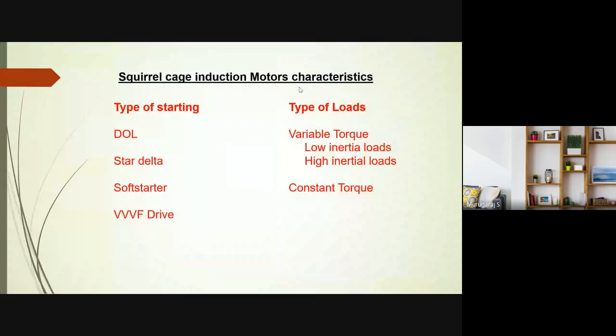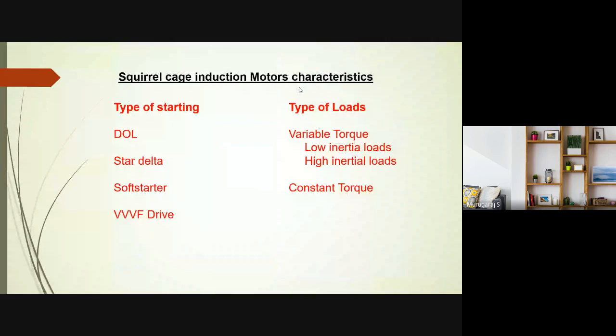When you make a star delta starter, you will use 3 contactors and you will be able to reduce the starting current by 3. Suppose your starting current is, for example, 6 times. Then if you use the star delta starter, your starting current will become 2 times the rated current. But obviously, when the motor is started in DOL, the starting torque you will have is around 2.5 times.